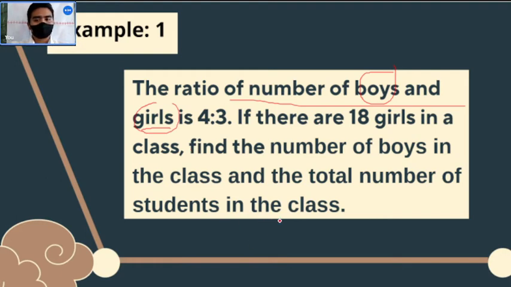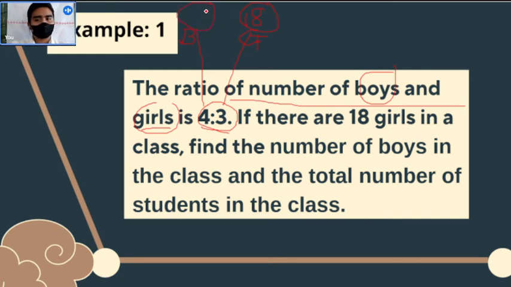Okay? Now, if the ratio of the number of boys and girls is 4 is to 3, no? If there are 18 girls in a class, so 18, this is for girls, this is for boys. If there are 18 girls in a class, find the number of boys. Okay, so how are we going to find the number of boys? Let's say this is for girls, this is G, and this is B. We have the value of girls, which is 18, and we don't have yet the value of boys.